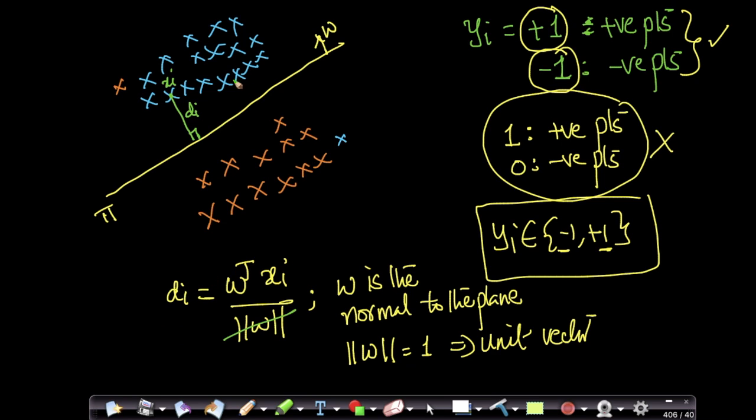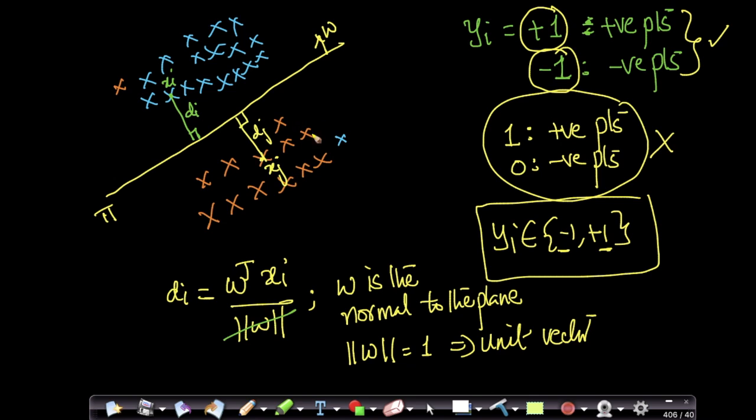Now let's look at a positive point, or a point which is on this side. If you take any of these points, they are in the same direction as w, right, for this di. So let me take two examples, okay? Let's assume this is di. Let's assume this point is xj, and this is dj, okay?